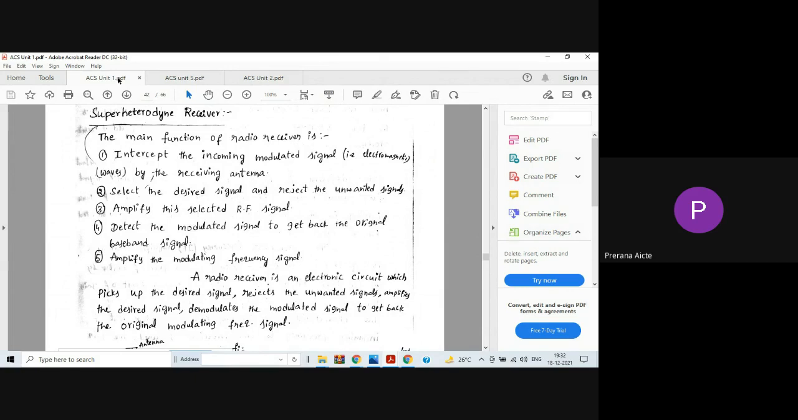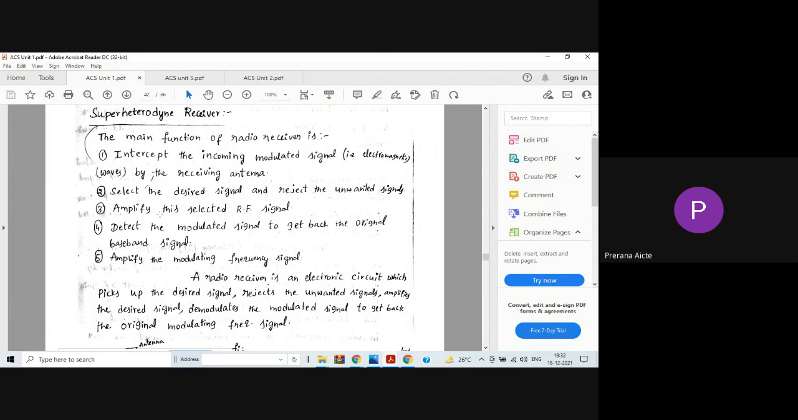The main function of a radio receiver is that it performs 5 steps. What are those steps? First, it intercepts the incoming modulated signal with the receiving antenna. Nothing but it is able to capture the signal from the receiving antenna. After that, it will select the desired signal and reject the unwanted signal from the receiving antenna. It is able to capture all the signals, then select the required signal and reject the unwanted signal.